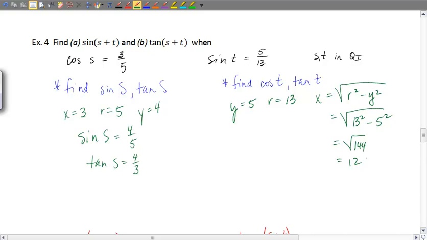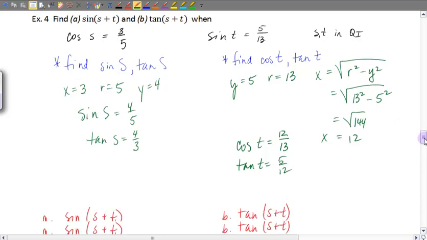Okay? I don't know if you remember or not, but this 5, 12, 13 is also a special triangle. Having said that, I can now come up with the cosine of t, which is going to be x over r, 12/13, and the tangent of t, which is going to be 5 over 12. So I know all 6 components that I need.